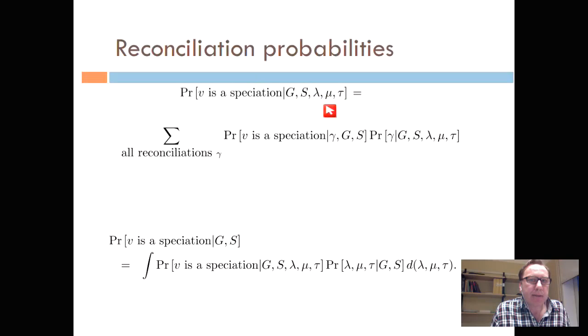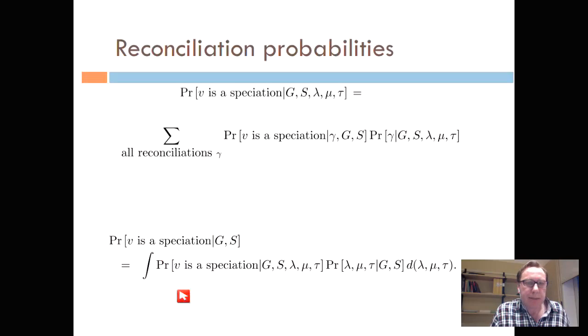In reality, we don't know the right rates, but there's a way around that, namely, you can integrate out the rates. So you can look at the posterior means over the rates.